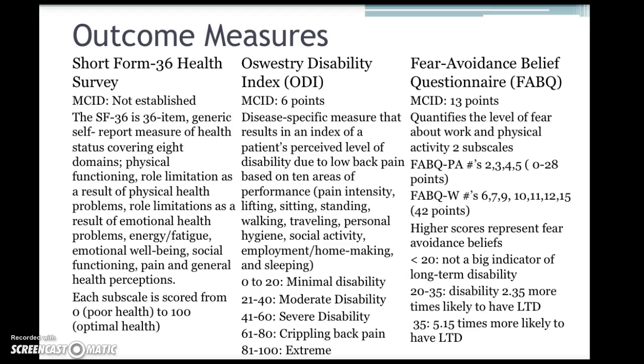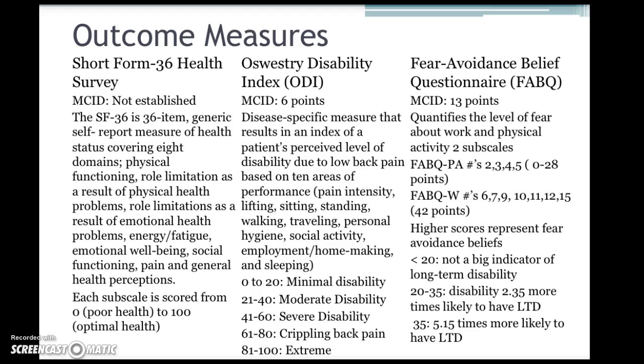Each subscale is scored from 0 to 100, with 0 being poor health and 100 being optimal health. This outcome measure has been used in numerous studies of patients with low back pain and has well-established psychometric properties. The Oswestry Disability Index is another outcome measure typically used. This has a minimally clinically important difference of 6 points.